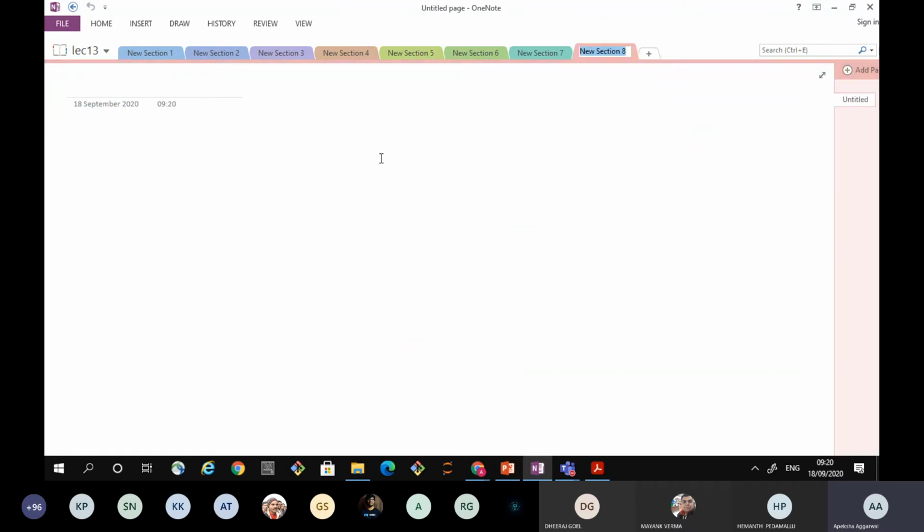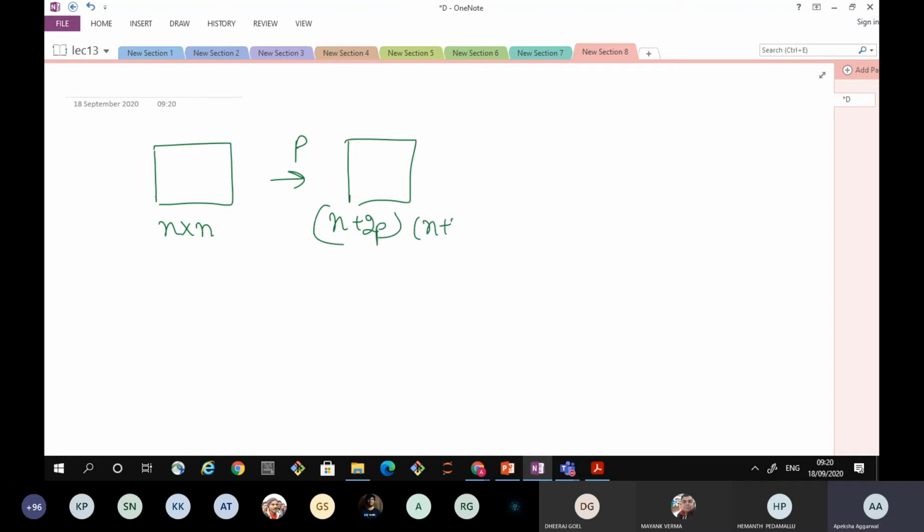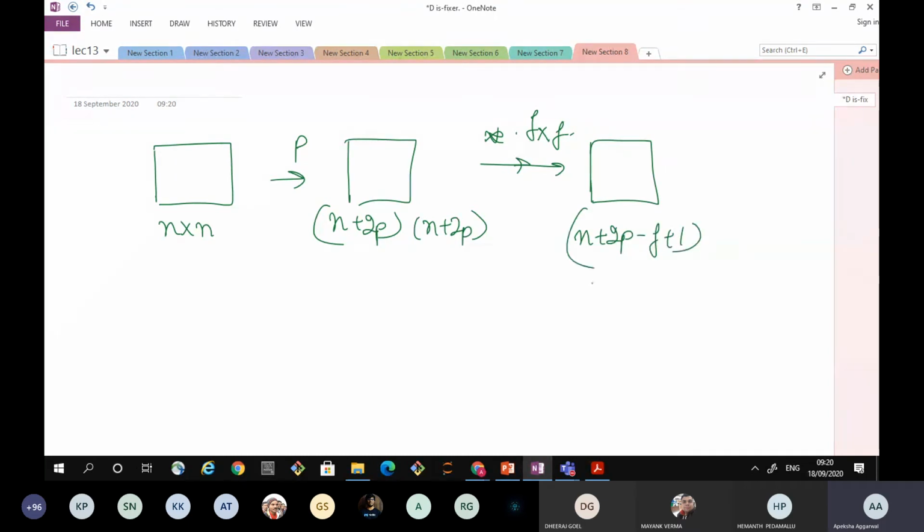Okay, so this was padding. Now my problem is solved. The original image was n cross n. I have padded it with p, so it will be n plus 2p by n plus 2p. Now I can apply the convolution operator over an f cross f filter. So I will get an image of size n plus 2p minus f plus 1 cross n plus 2p minus f plus 1, which is eventually equal to n cross n. So my output is now n cross n, the same as the input. This is what I wanted.